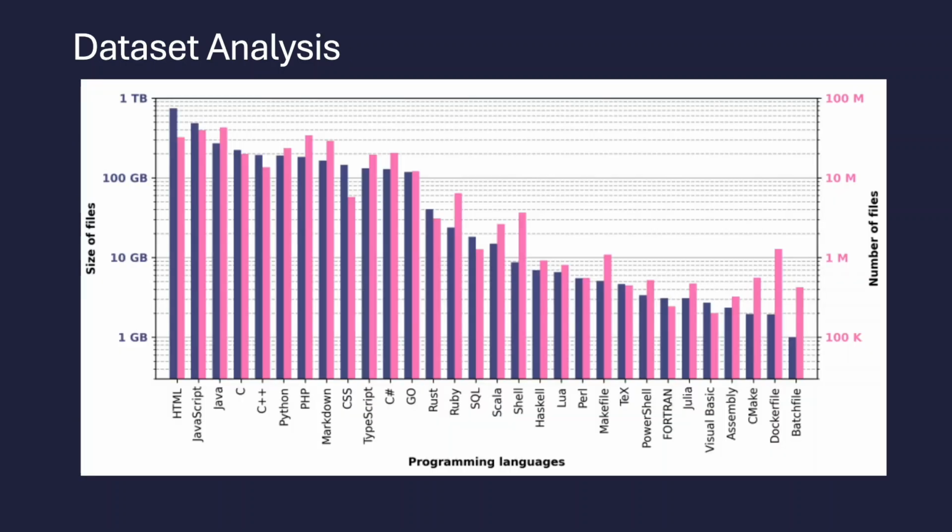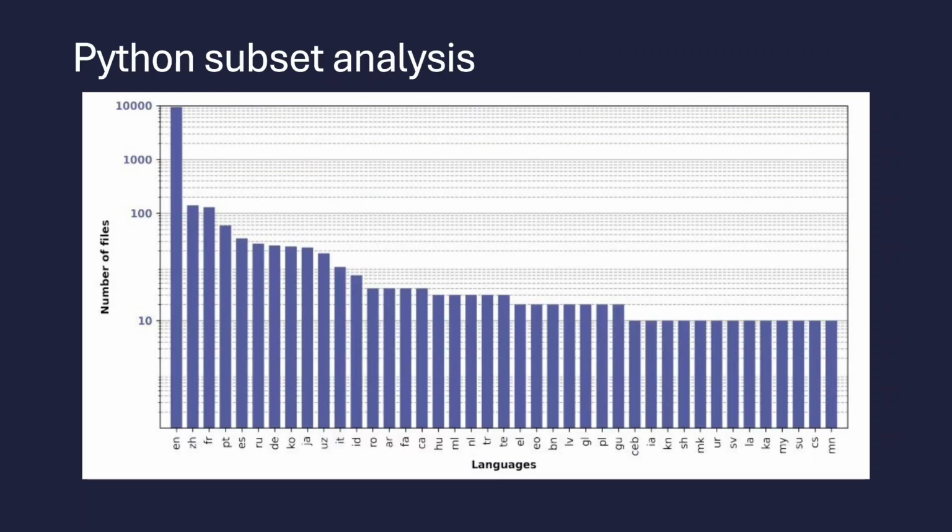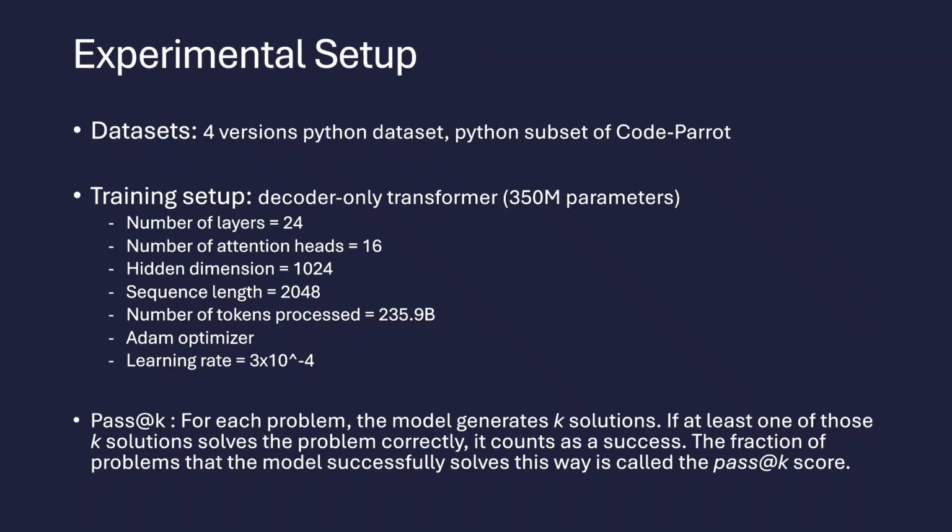As you can see in this bar plot, as I said, HTML, JavaScript, Java, and C are almost 1 TB of data each. HTML and JavaScript are less than 1 TB, and these four comprise 55% of the dataset. And this shows the languages used in the docstrings and comments of the Python files. You can find that English is used the most, almost 10,000 files, then Chinese and then French.